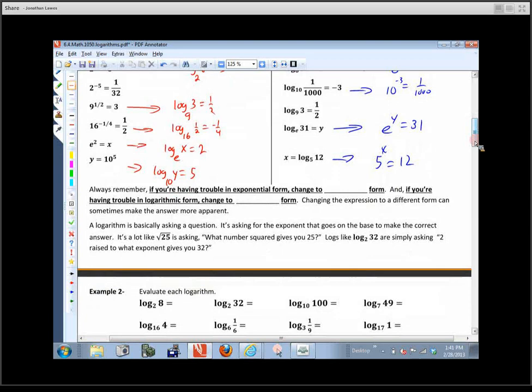Okay, and please keep this in mind. This can be really helpful. If you're really good at going back and forth between exponential and logarithmic form, and you can't figure something out in exponential form, what could you do? Change to logarithmic form. If you were to enunciate everything, it is logarithmic. That kind of helps you spell it right. And if you can't figure it out in logarithmic form, what could you do? Change it to exponential form.